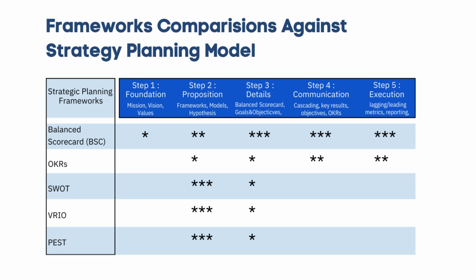So, at a glance, you can see Balanced Scorecard has a nice offering for all the steps of a strategic planning process. And OKRs is possibly in second place, having some offerings in most of the steps of the process. While other frameworks like SWOT, PEST, and VRIO do very well in strategy, proposition, and hypothesis, with some offerings in diving into the details of strategy around goals and objectives.